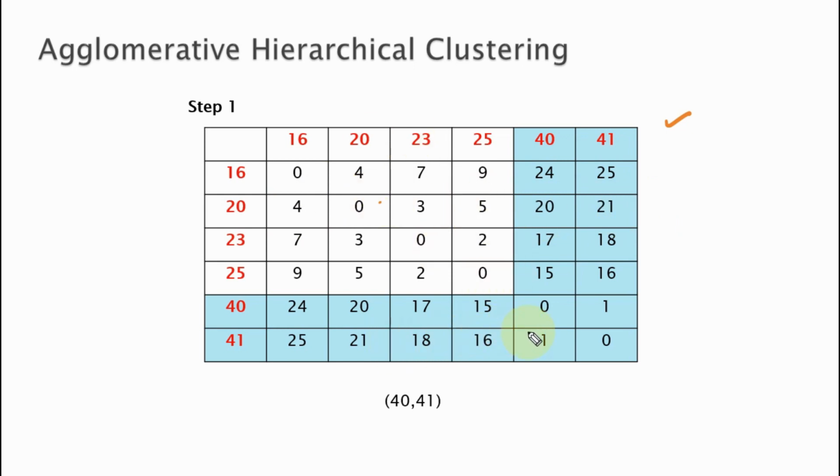Now in the first step, we have to find the minimum distance. So if you look at the table, the minimum distance is 1. Let's see here, 1 is the minimum distance. Don't consider 0 here, because 0 is the distance of a number from itself. Like the distance from 16 to 16 is 0, from 20 to 20 is 0, so we don't need to consider it there. Now we will see where this 1, the minimum distance we found, is coming: 40 and 41.